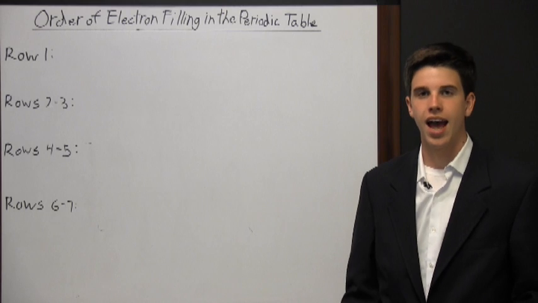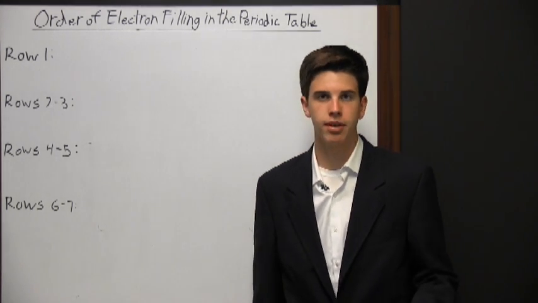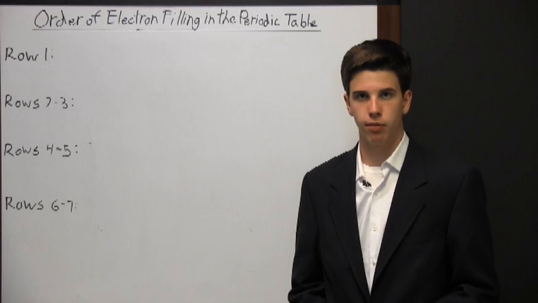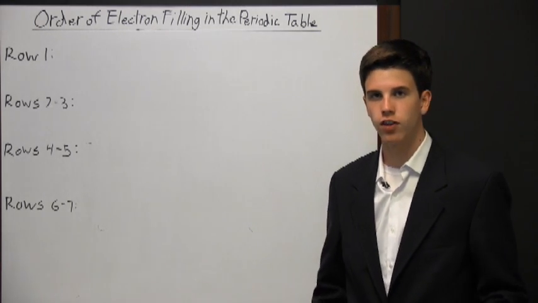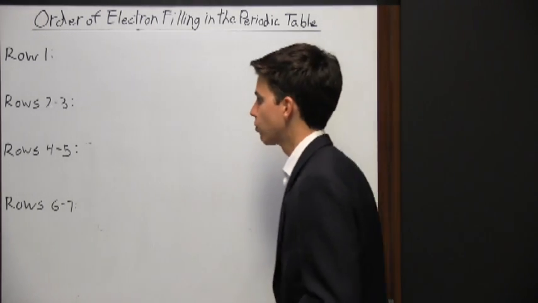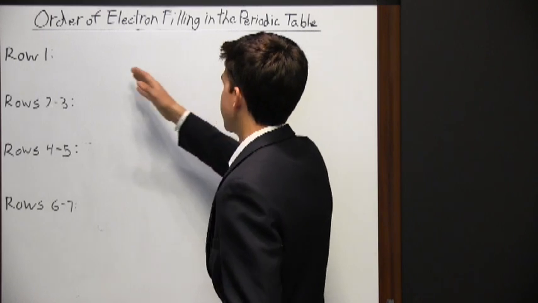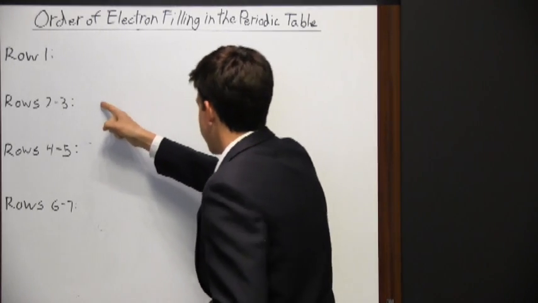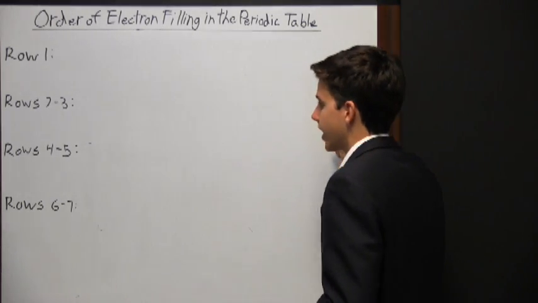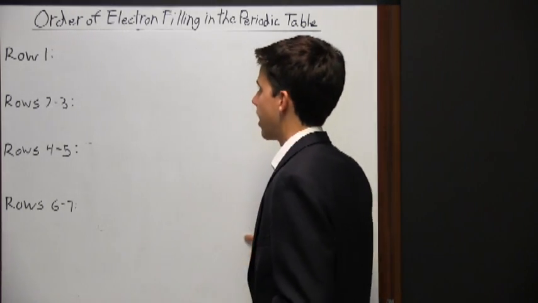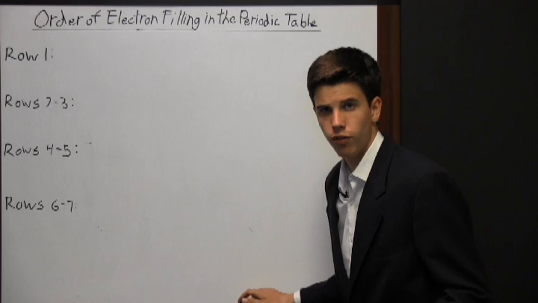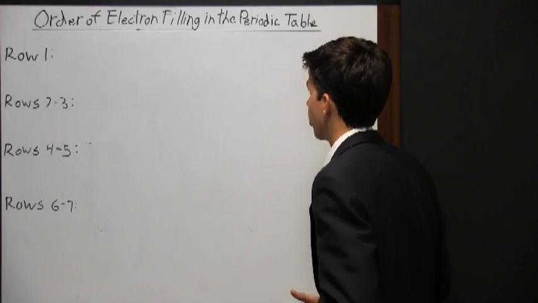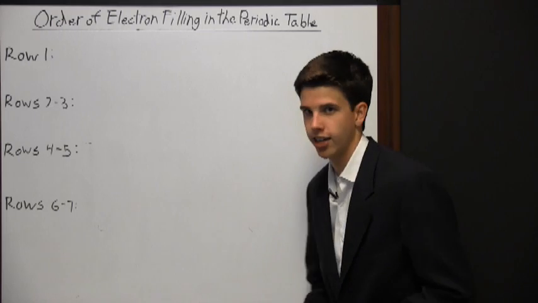Every element has an atomic number, and that atomic number is the amount of electrons that an atom of that element has. Now, if you look at a periodic table, as you move to the right of each row, you'll see that the elements have higher and higher atomic numbers. And then when you go to the next row, you'll see the same thing. The atomic numbers keep getting higher and higher as you progress down the periodic table. Now, all of those electrons have to go into orbitals. And so we're going to take a look at the order of electron filling in the periodic table.